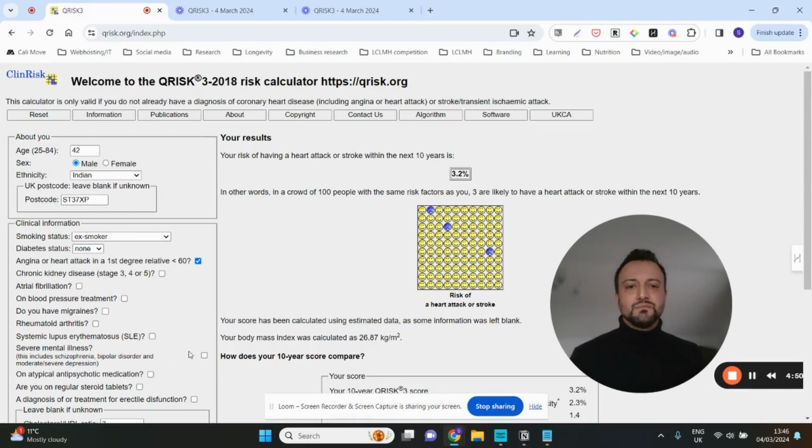What does a number randomly mean? 3.2% may mean something quite high for some people. It may mean something really low. So I think in terms of making sense of this number itself, as well as what are the things that tend to move the needle in terms of the percentage.